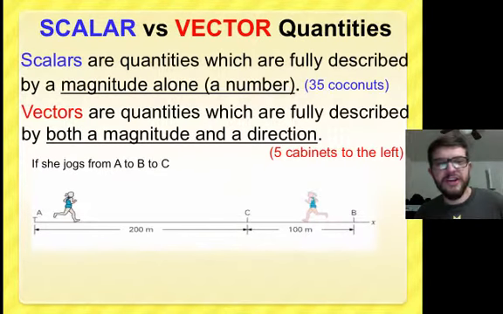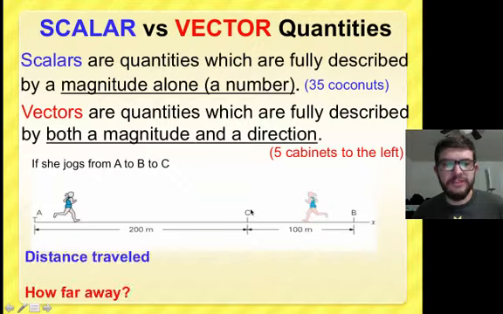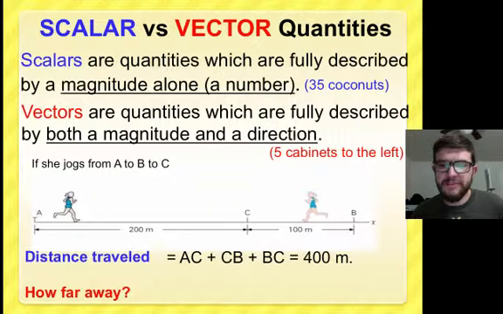So let's say we have a jogger, and she goes from A to B, and then backtracks a little bit to C. Okay, so A to B, backtracks to C. We have two questions. First, how far did she travel distance-wise? And then two, how far away is she from the starting point? Okay, distance traveled, we can add up each of those segments and we get 400 meters. Because there's no direction, that's a scalar.